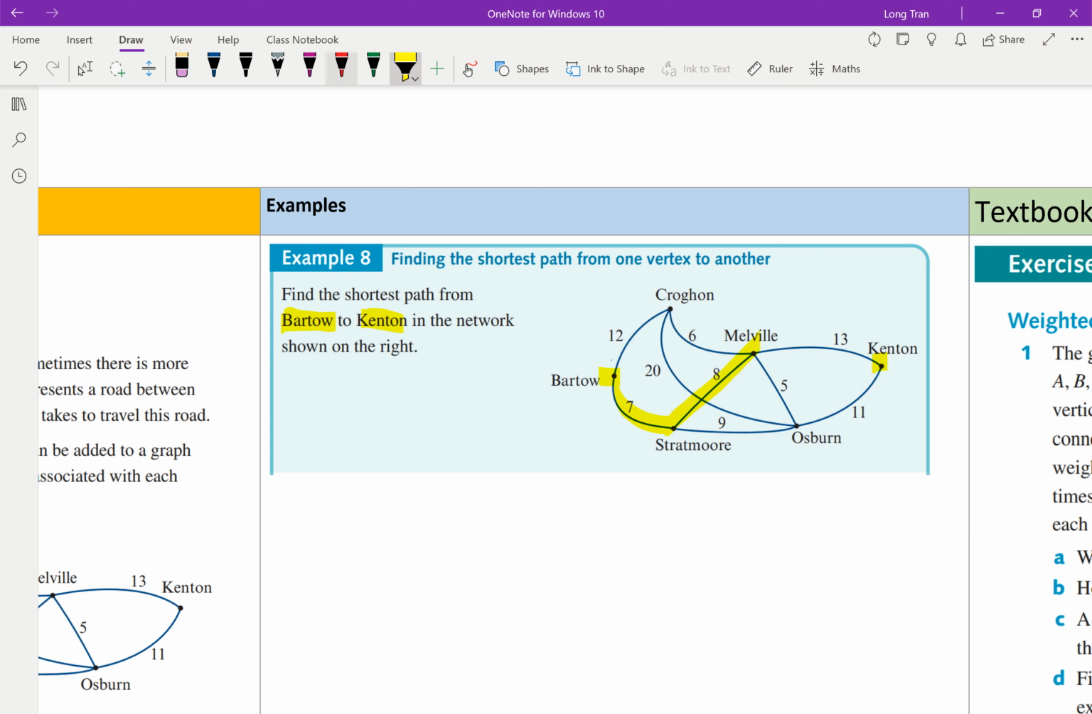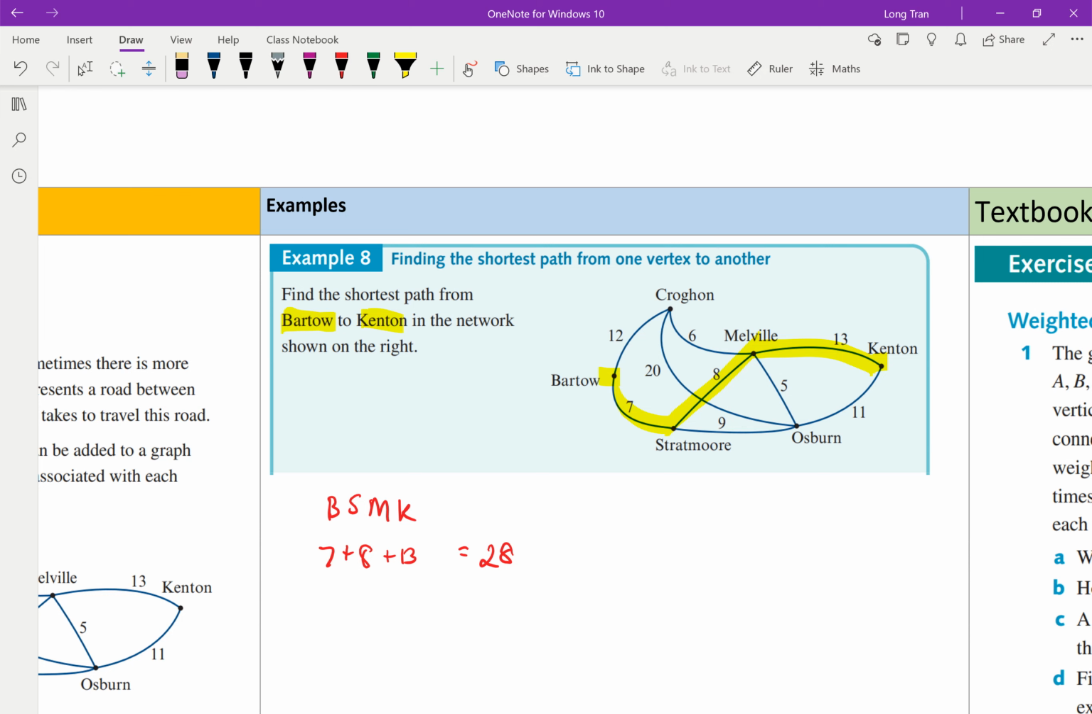So that currently gives me BSM. So I've got BSM, and that's currently 7 plus 8. Yeah, that's so far, that's it. And then Melville to get to Kenton, that will be plus 13. So then 7 plus 8 plus 13. And that finishes off BSMK. Alright, so that gives me a total of 7 plus 13 is 20. 20 plus 8 is a total of 28 distance. So not bad. Then I'll have a look at another alternative.